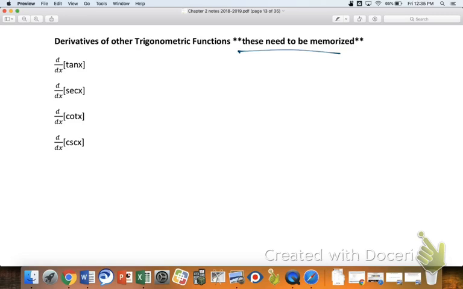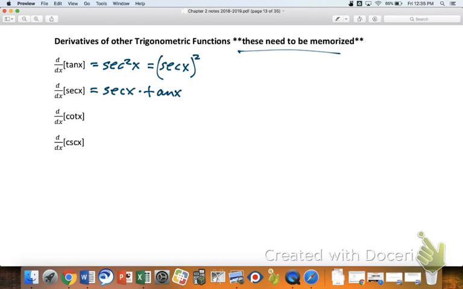That make sense? Okay. All right, so let me just run through what these are really quick. Let me tell you what they are, and then maybe I'll prove one of them to you. So the derivative of tangent of x is secant squared of x. That's secant of x quantity squared, right? Sometimes that's a better way to write it. The derivative of secant of x is secant of x times tangent of x. From a memorization perspective, if you can memorize those two, the other two, cotangent and cosecant, kind of fall into place.